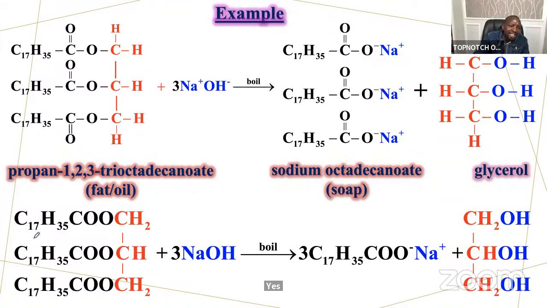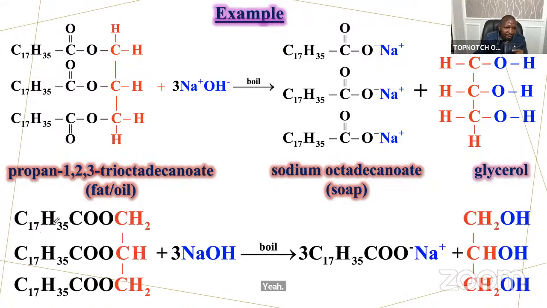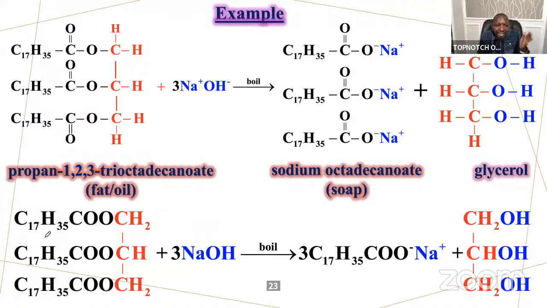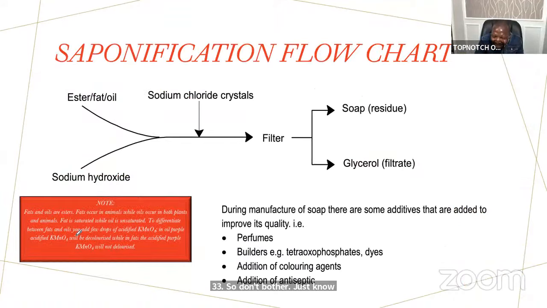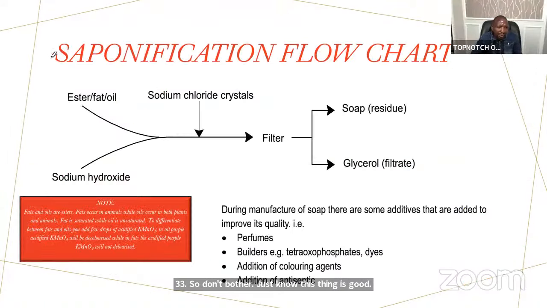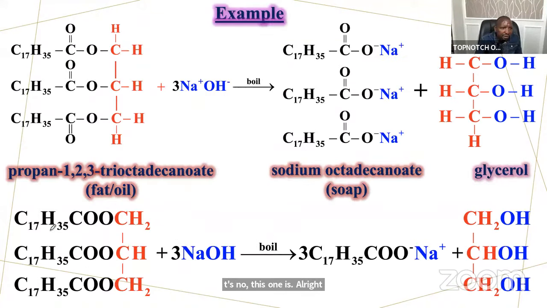If C is 17... if C is 11, how many H will there be? 23. So don't bother. Just know this thing is called an ester. This thing is big like this.